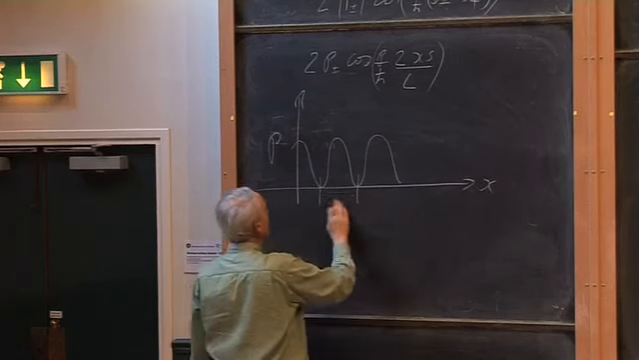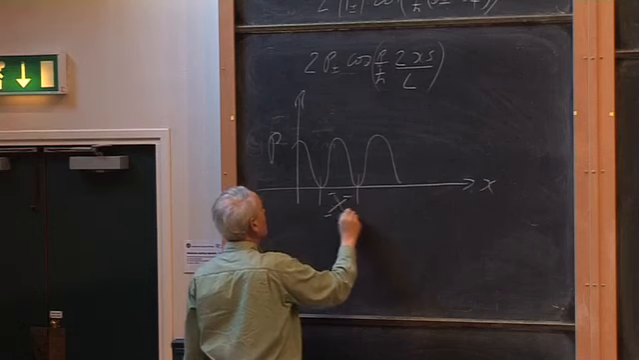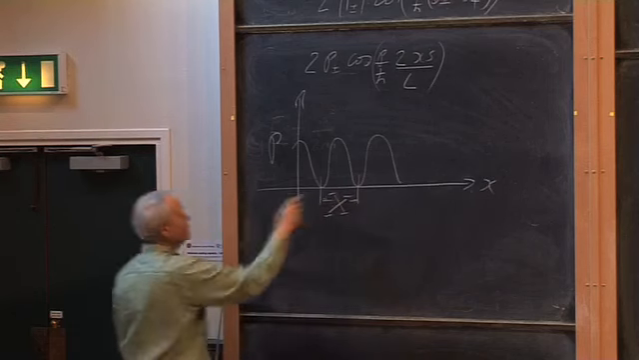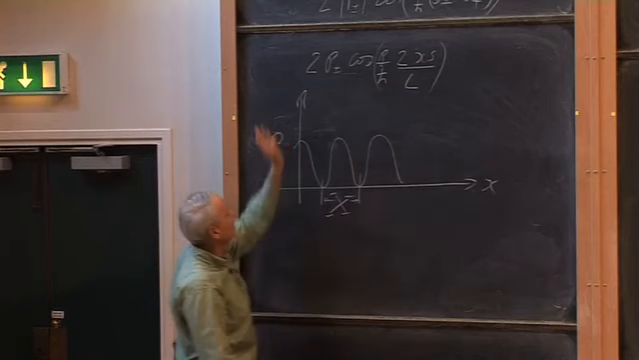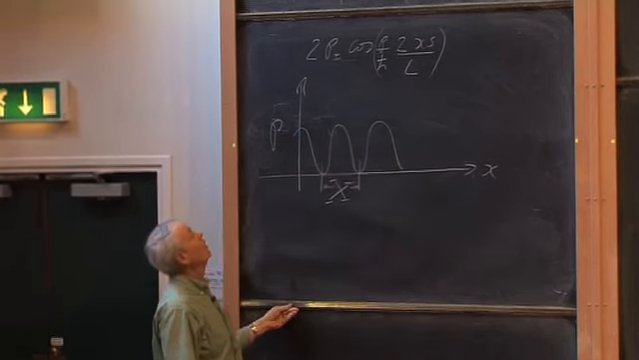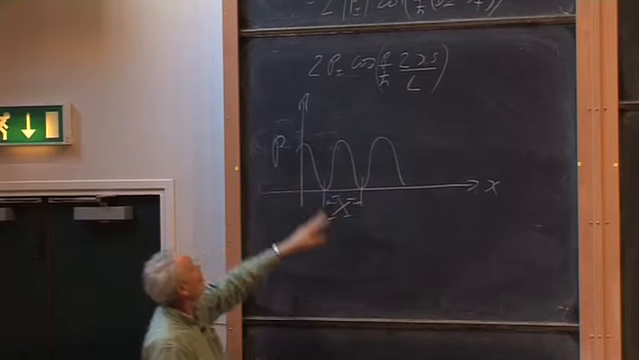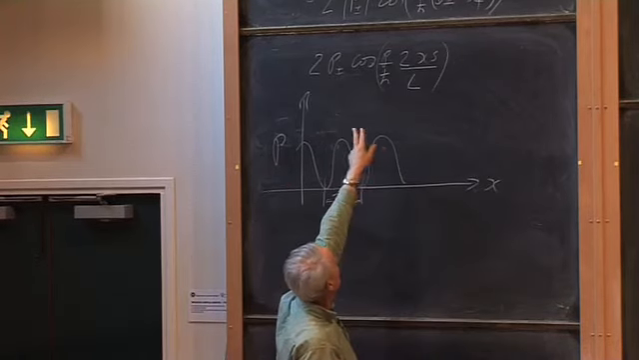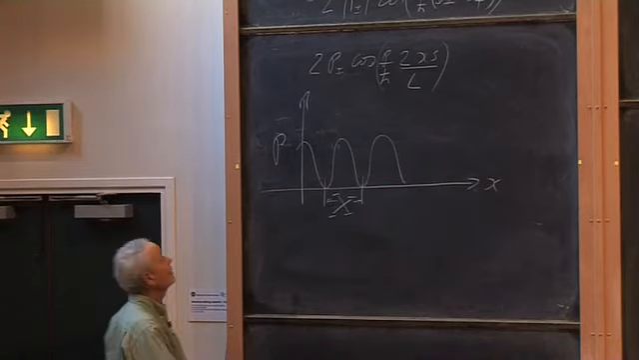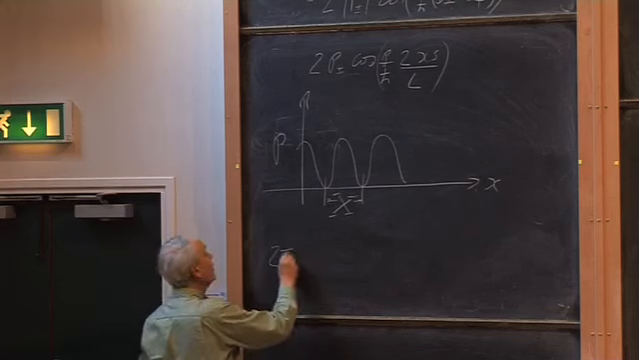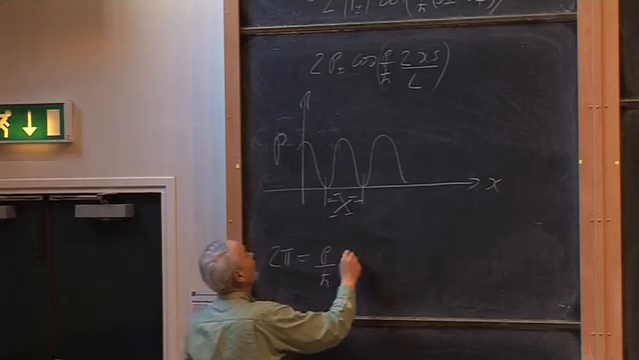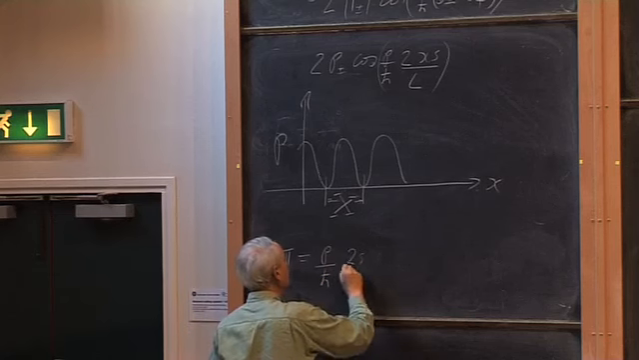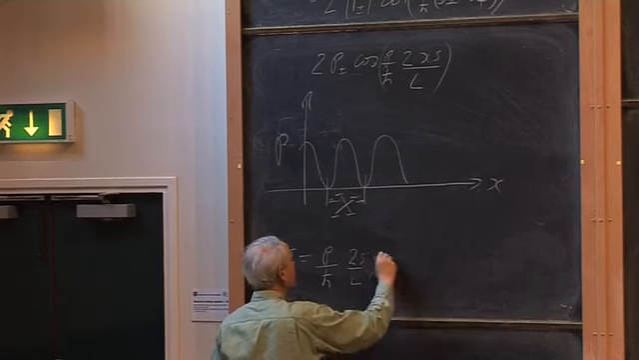No, let's call it big X, the distance between the places where it's a minimum, because the quantum interference term is cancelling the classical term. And this difference is what causes the argument of that cosine to become 2 pi. So we can write that 2 pi is equal to p over h bar times 2s over L times x.